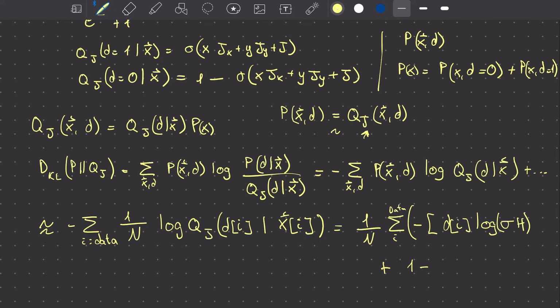This would be when d equals 0. So the one we just wrote is for d equals 1, and now we're going to write the one for d equals 0. Okay, log of 1 minus sigma h, right? And again, remember what h is.